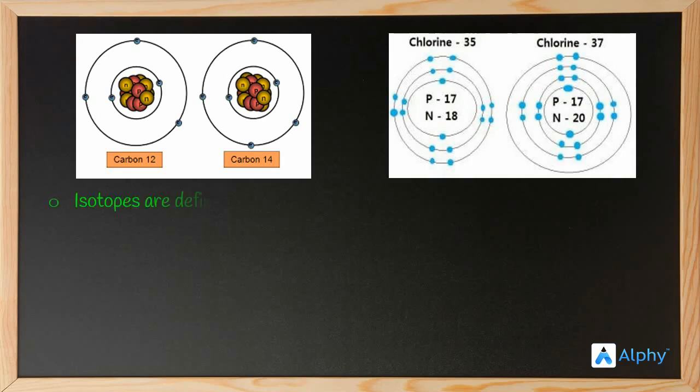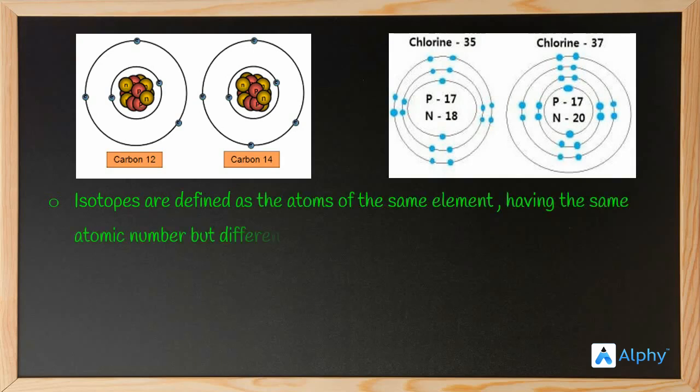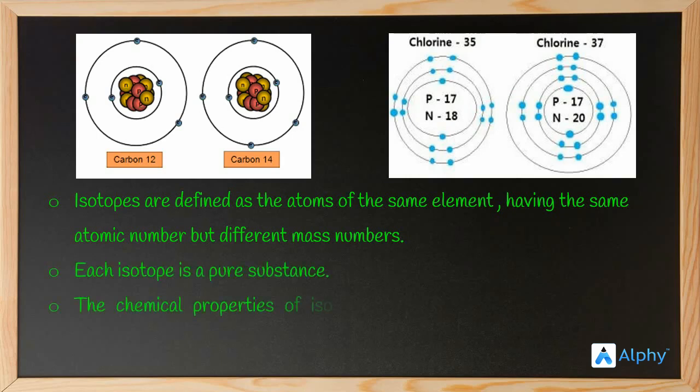Therefore, isotopes are defined as the atoms of the same element having the same atomic number but different mass numbers. Many elements consist of mixtures of many isotopic forms. Each isotope is a pure substance. The chemical properties of the isotopes are similar, but their physical properties are different.